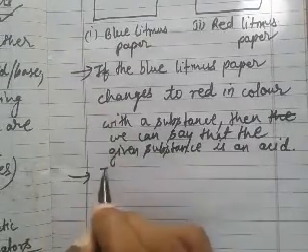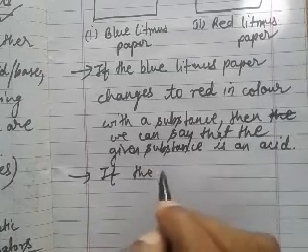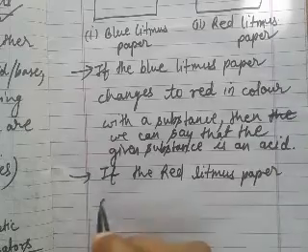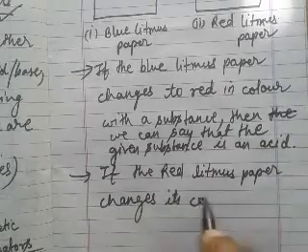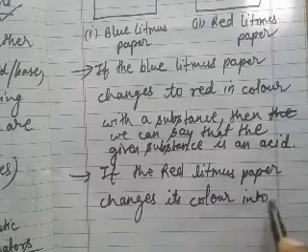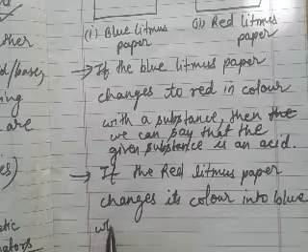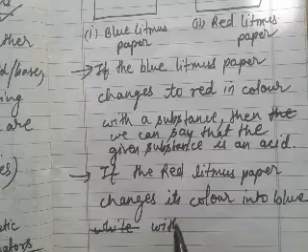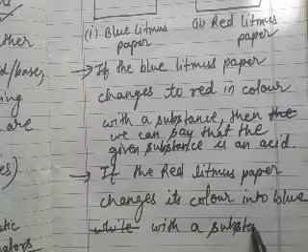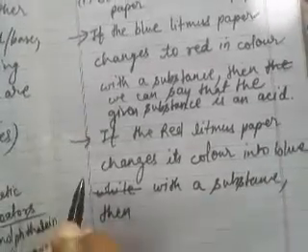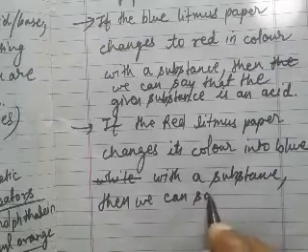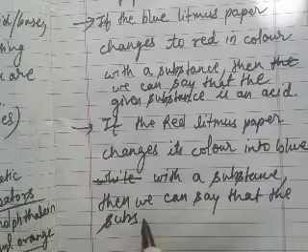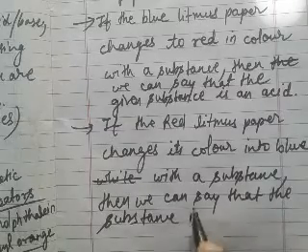And next, if the red litmus paper changes its color into blue with a substance, then we can say that the given substance is a base.